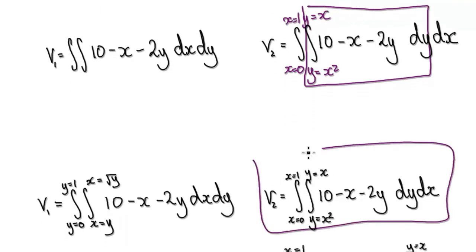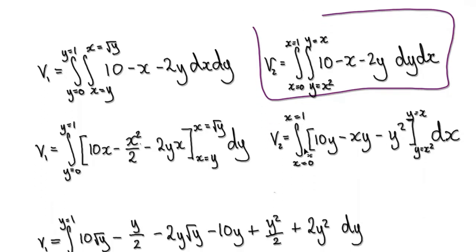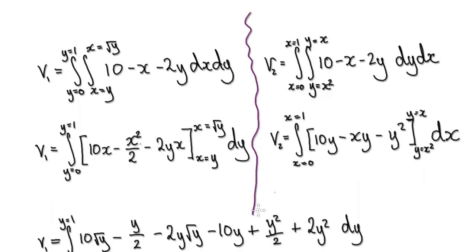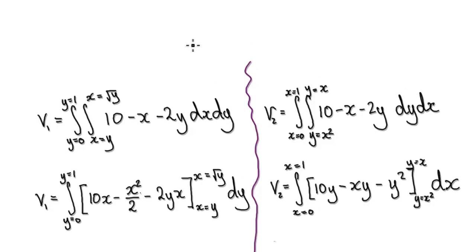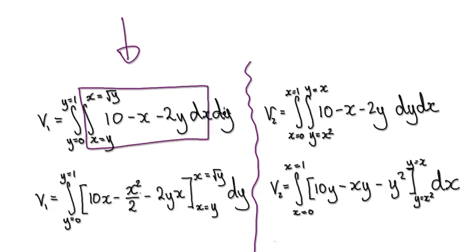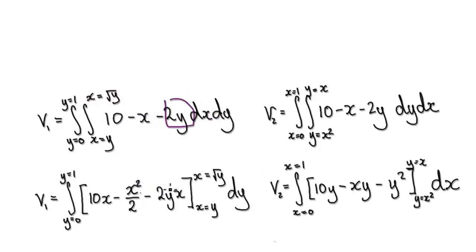So now let's evaluate the two. Let's evaluate this side. Integrate this with respect to x. When you integrate this, it would be 10x. Integrate this, it would be x squared over 2. This thing here is a constant, so it's going to be the constant and then x, from x equals y to x equals root y.